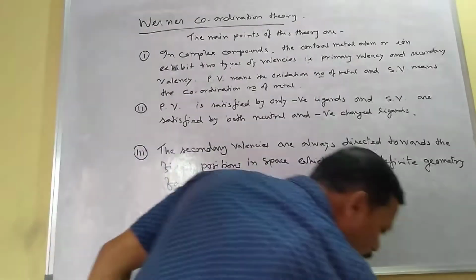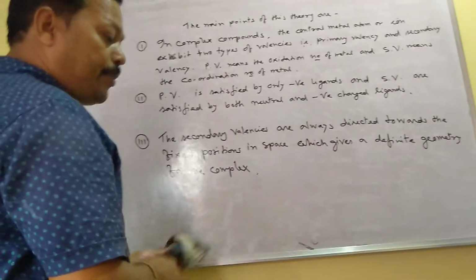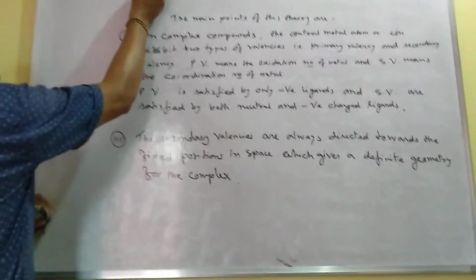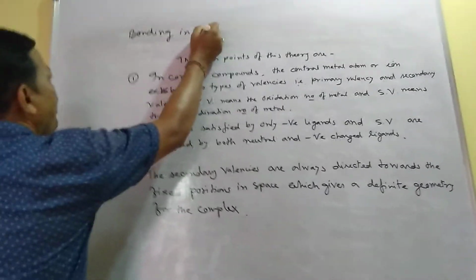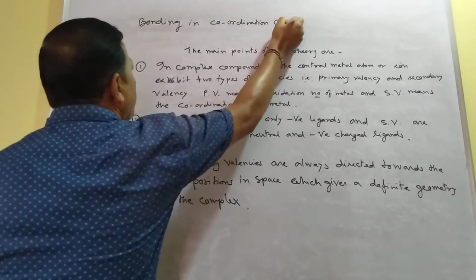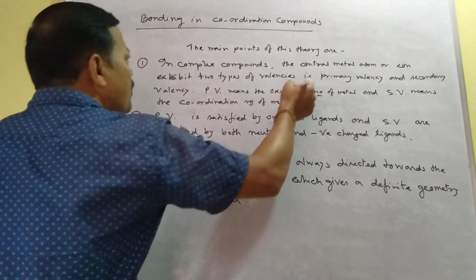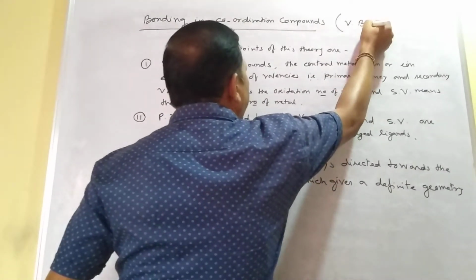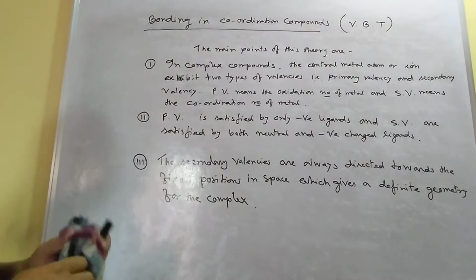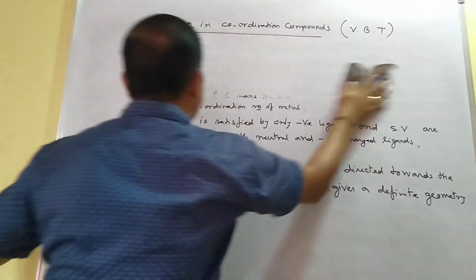Now we will do another topic, which is called bonding in coordination compounds. VBT, valence bond theory. By applying valence bond theory, we will explain the bonding in coordination compounds.